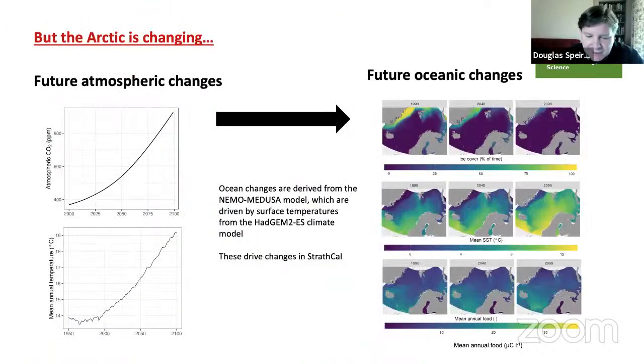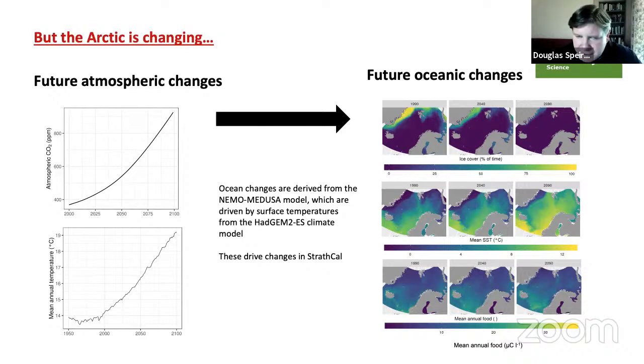But the Arctic's changing, so that's the current state of affairs. So the climate models are predicting changes, big increases in atmospheric CO2, and the resulting changes in the annual temperature, shown by the two panels on the left. And this, in the global ocean model, NEMO Medusa, produces change in the future oceans. So the right-hand panels here show outputs from the NEMO Medusa model. So that's the NEMO physical model, coupled to the Medusa ecosystem model.